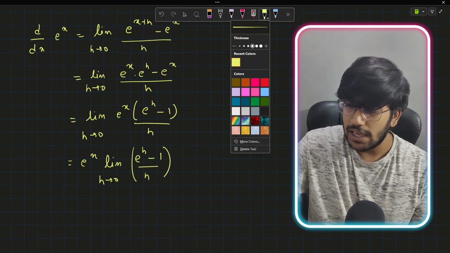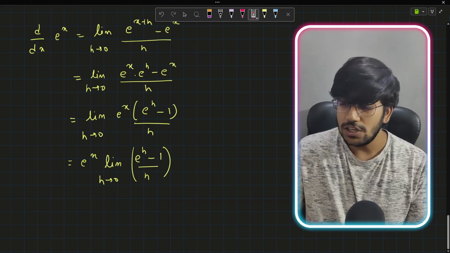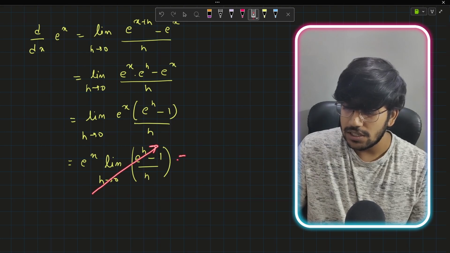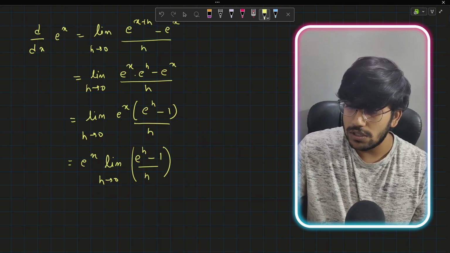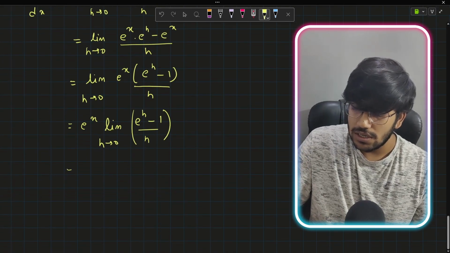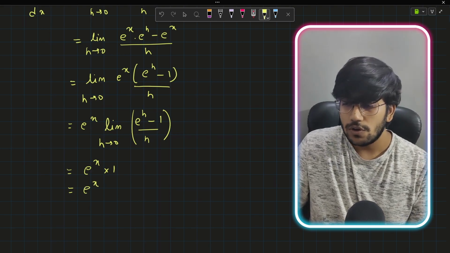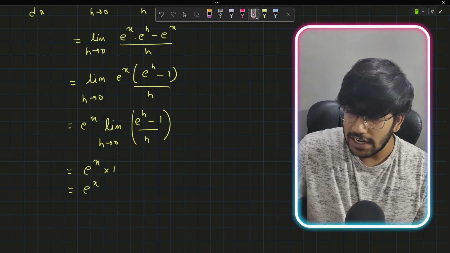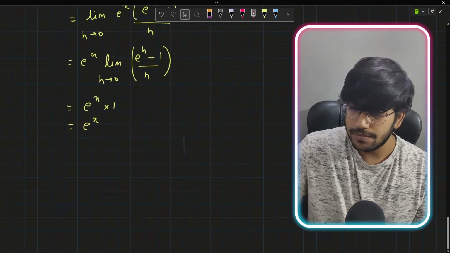Yeah, and if you remember your limit course properly, you would know that this limit is equal to 1. So what this gives us is e to the power x times 1, which is e to the power x. Yeah, we are done, but let me slightly go over why this limit is 1.